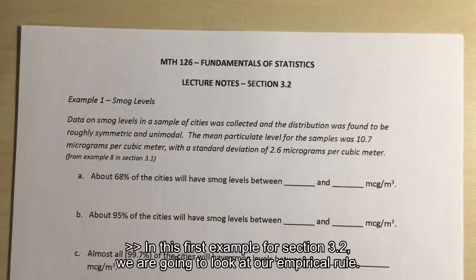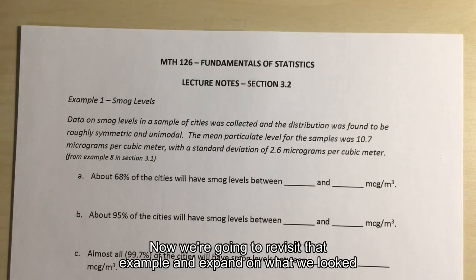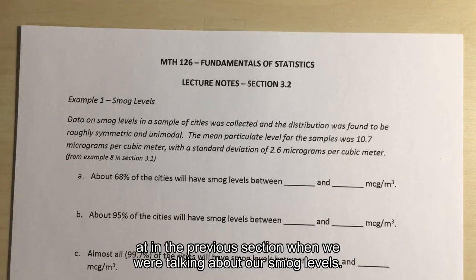Okay, so in this first example for section 3.2, we are going to look at our empirical rule. We actually looked at this question and did a little bit with this in the last section, so now we're going to revisit that example and expand on what we looked at in the previous section when we were talking about our smog levels.